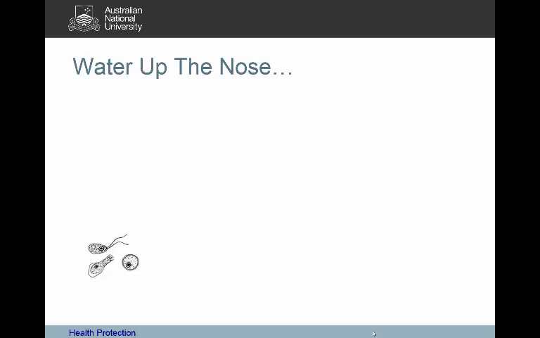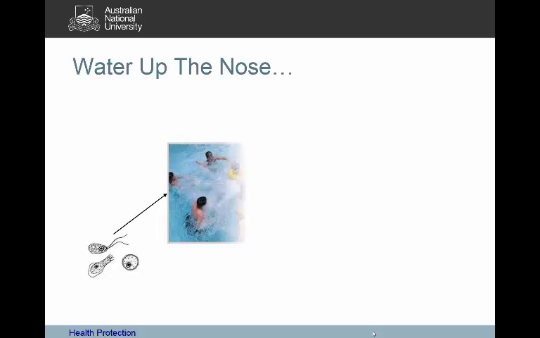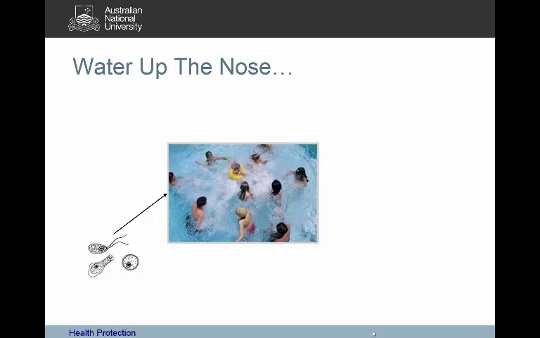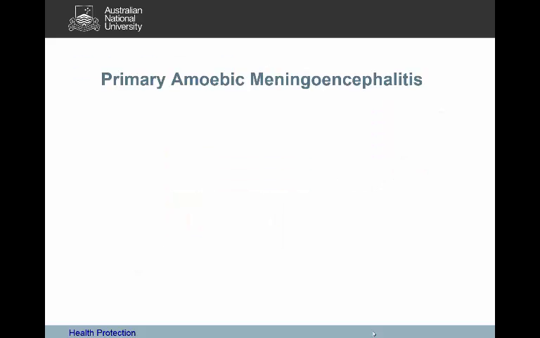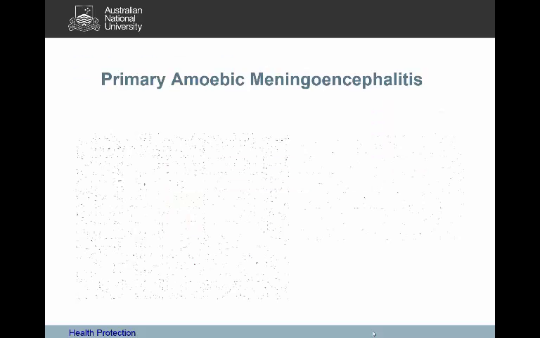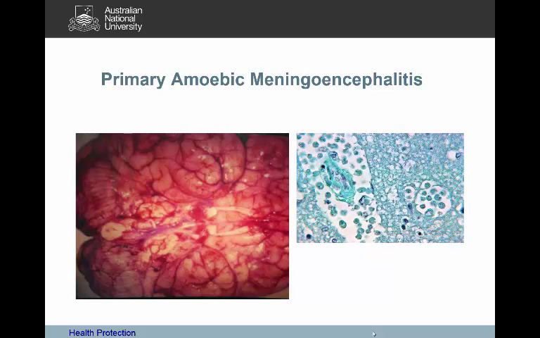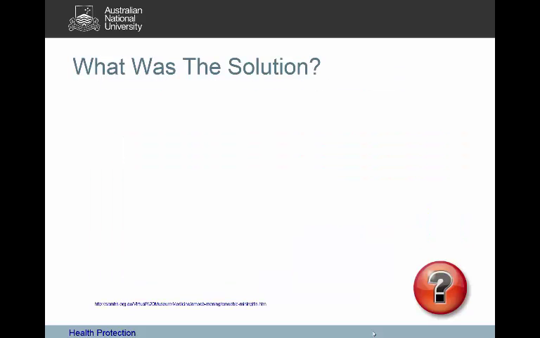And what happened was a number of cases ended up getting infections when they got water up their nose, it allowed amoebae to go through the cribriform plate and result in primary amoebic meningoencephalitis, which is uniformly fatal and has disastrous consequences. So there were several cases in this particular area of South Australia, and there was a need to do something. So what was the solution?